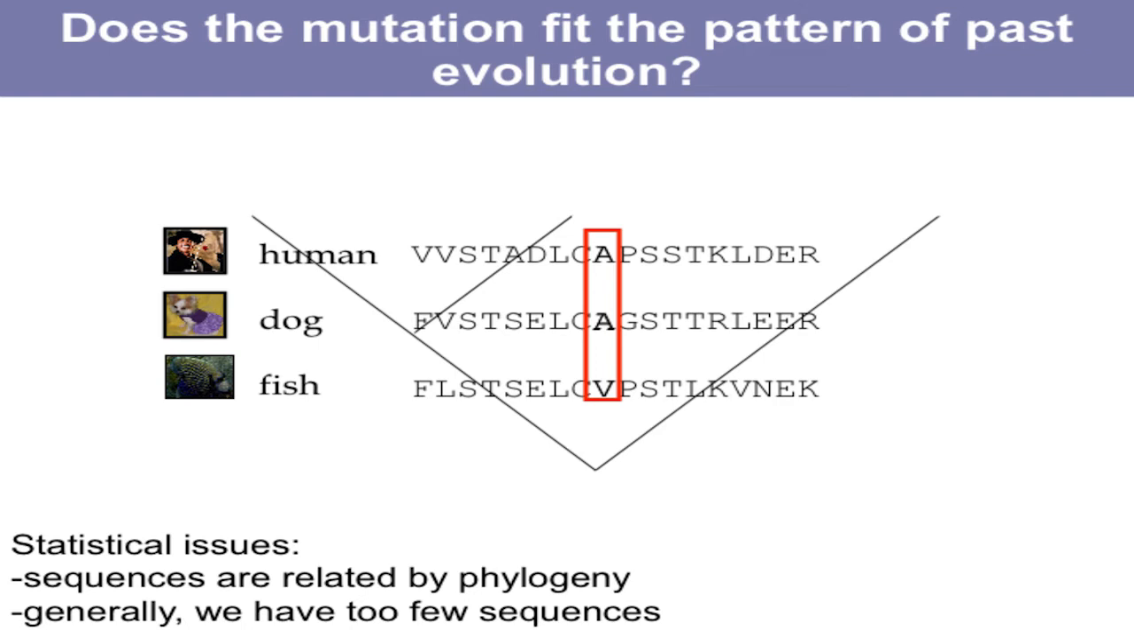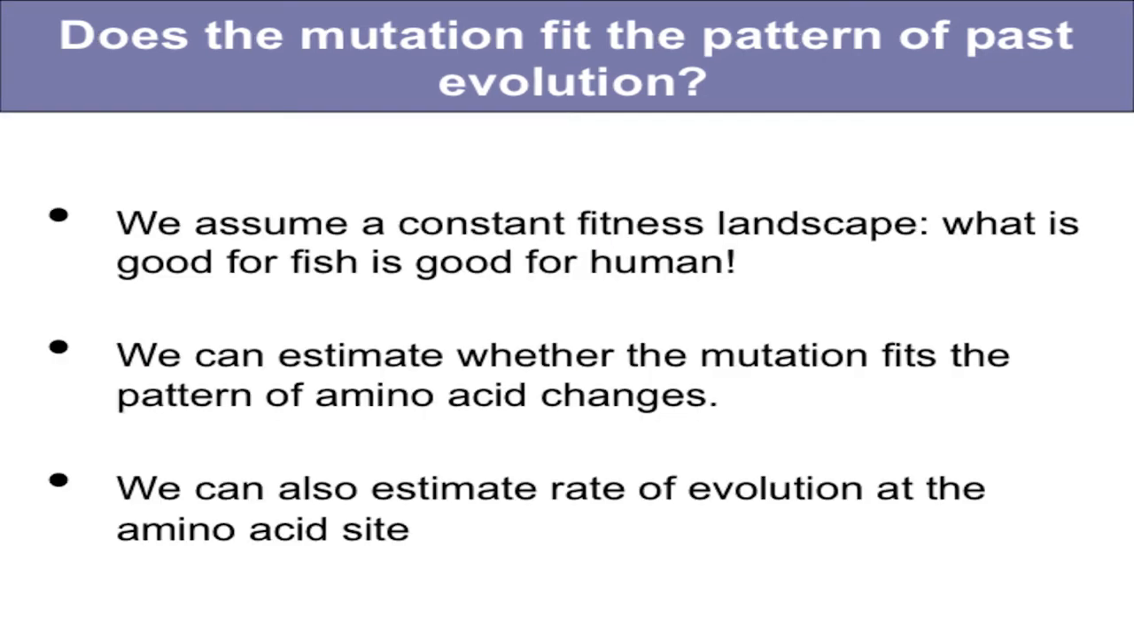So if we make these assumptions, then we can estimate whether a mutation fits the pattern of amino acid changes, and we can estimate the rate of evolutionary change at the position. Again, I assume constant fitness landscape. What's good for me is good for fish. What's bad for fish is bad for me. And there are multiple reasons why this may not be the case.